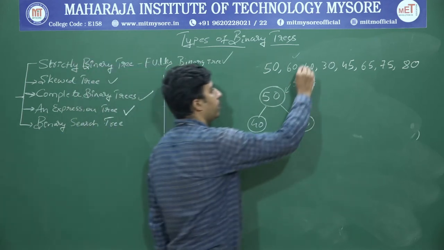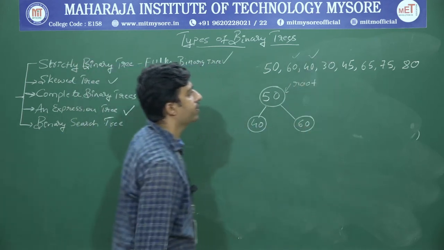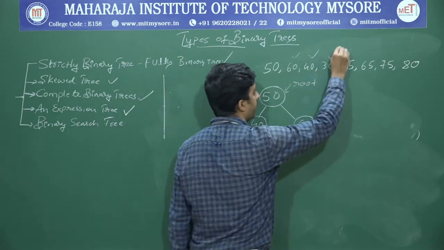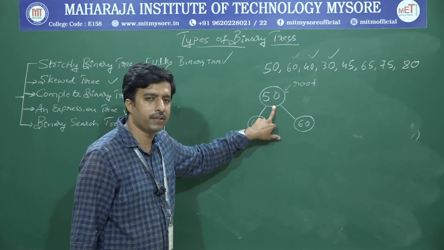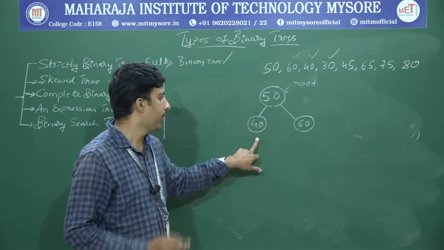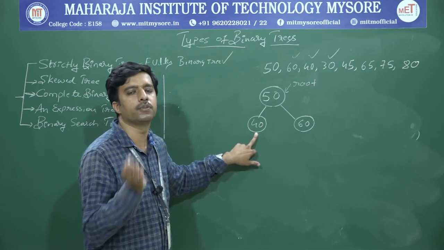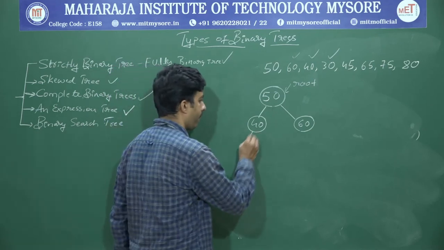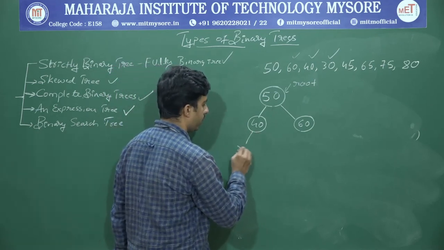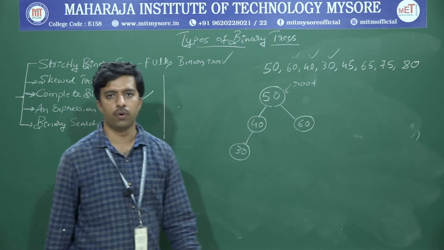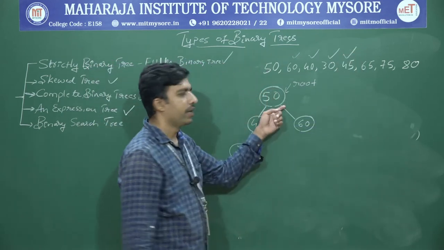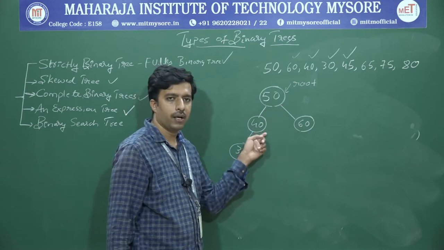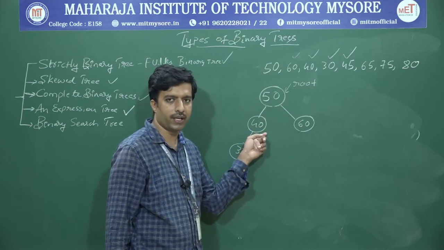Now the next element is 30. Simple. Less than 50, yes, move towards left. Less than 40, yes, it moves towards left. Inserted over here. Now we have 45. Less than 50, yes. Less than 40, no, it is greater than 40.